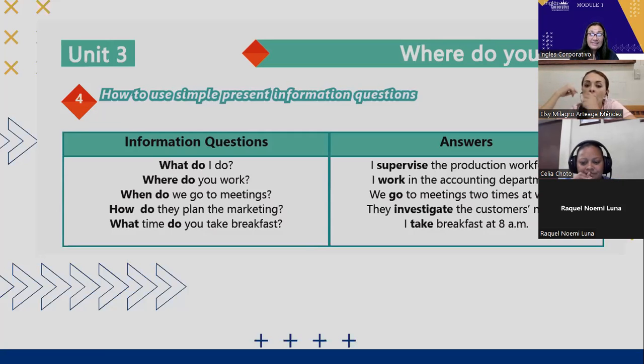I supervise the production workforce. The production workforce, la fuerza laboral. Obviamente ahí va a variar. ¿A qué se dedica? One second. All right. What do you do? I supervise the production workforce. I am the manager in the human resources department. I design logos for companies. ¿A qué se dedica, right? Okay.